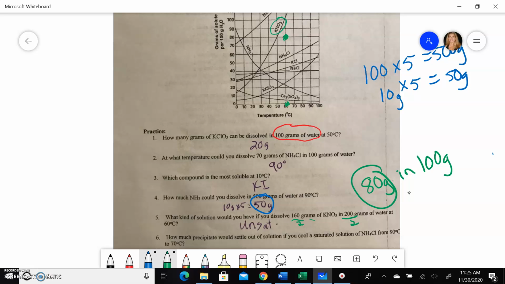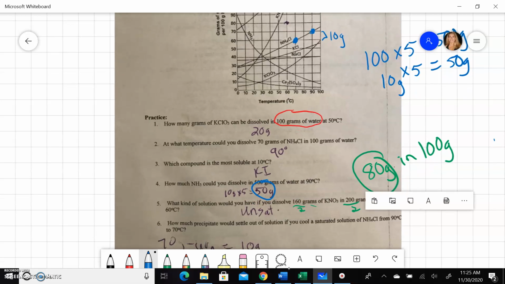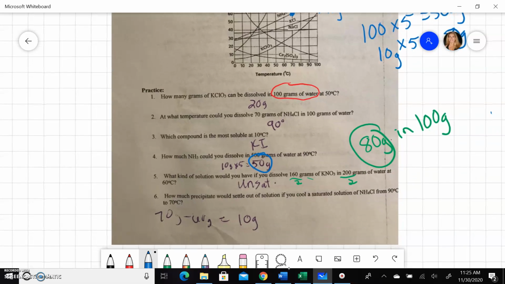So let's look at NH4Cl. We are starting at 90 degrees and we're going to 70 degrees. So NH4Cl at 90 is here, and 70 is here. And if you look at the difference between those, the difference is 10 grams. And so 10 grams would settle out of the solution.